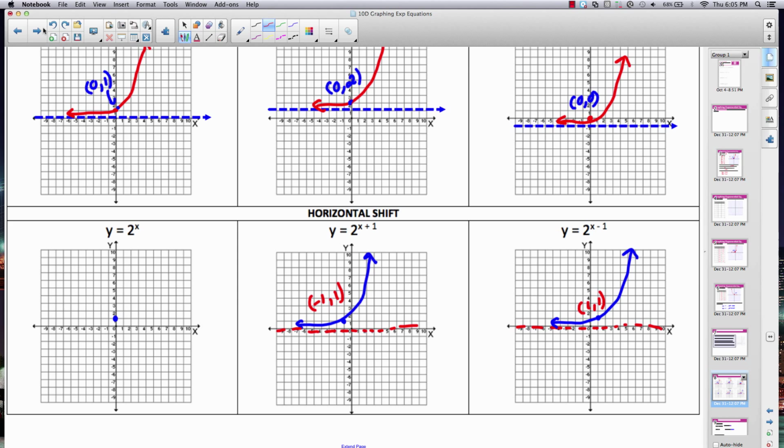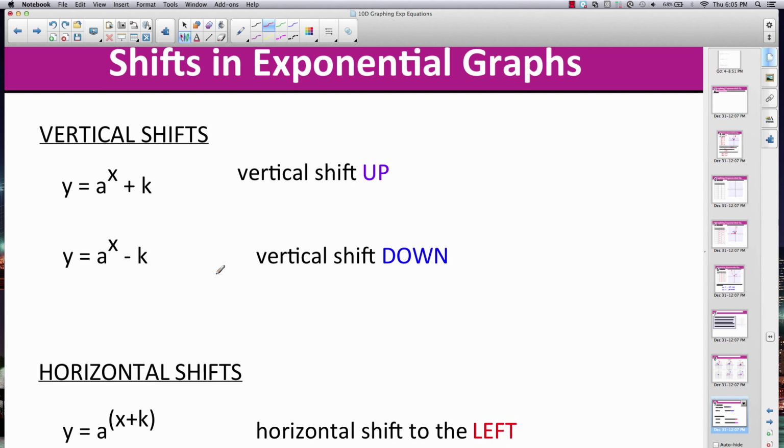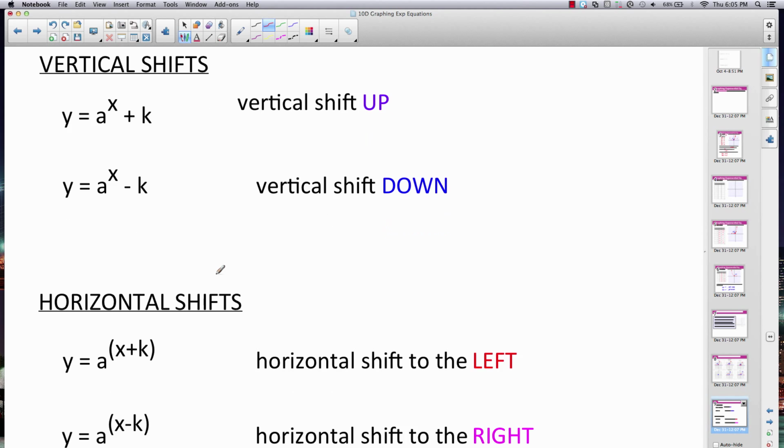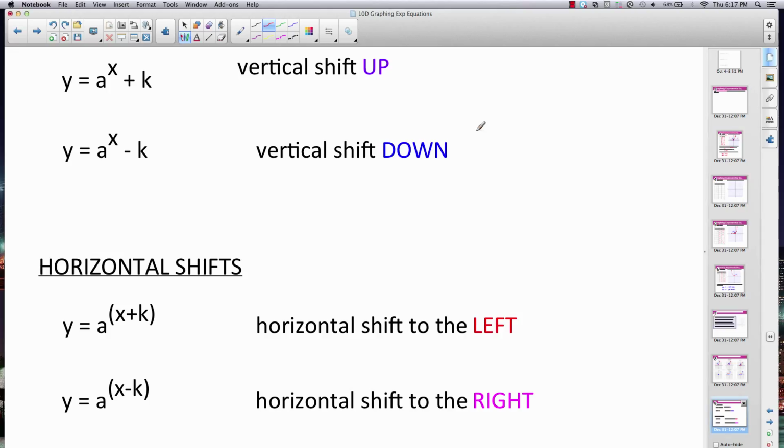Okay, so here's kind of the general rules for the shifts. If we add a constant at the end, it's going to be a vertical shift up. If we subtract a constant, it's going to be a vertical shift down. Okay, in the parentheses, so if we're adding to the exponent, it's going to be a horizontal shift to the left. If we're subtracting in the exponent, it's going to be a horizontal shift to the right. So now this should make sense based on all the other parent functions we've done in the past.